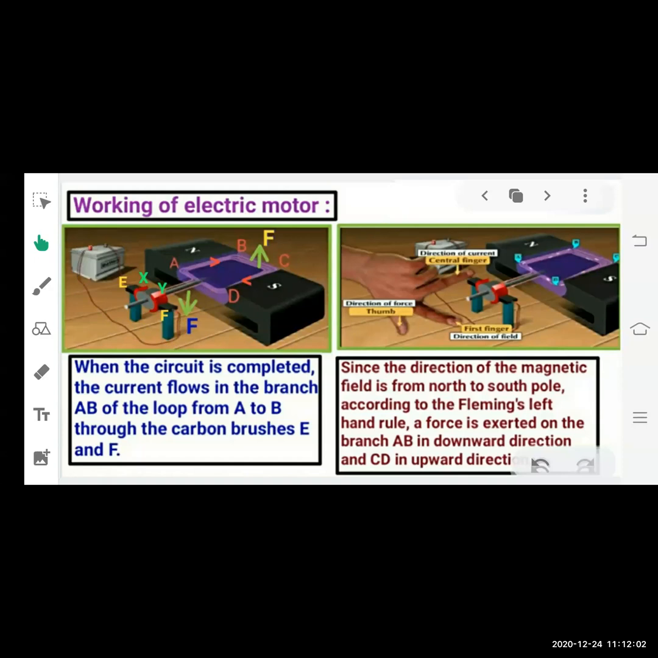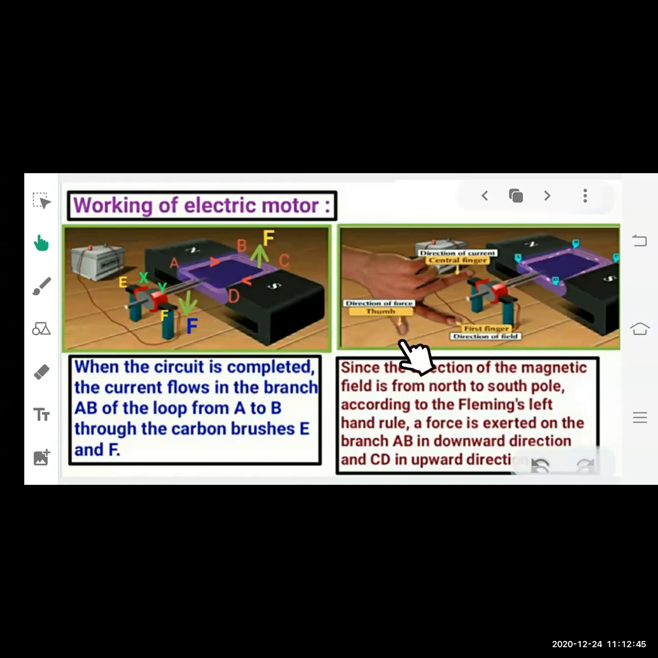Since here the direction of current is from A to B, and the magnetic field is from north pole to south pole, with the help of Fleming's left hand rule we can find out in which direction the force will be exerted on the conductor and in which direction the coil will rotate. You can see here we have used the left hand rule. The central finger shows the direction of current, from A to B, and the magnetic field is shown by the forefinger, from north pole to south pole.